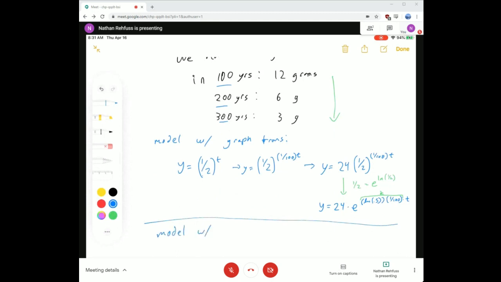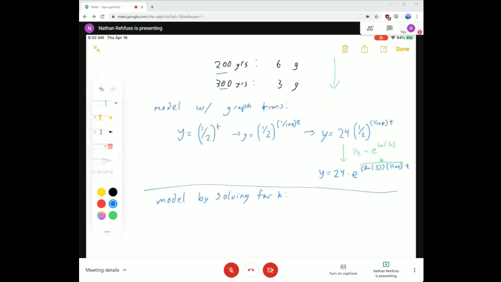Next strategy is model by solving for k. In this strategy, I say I know my initial value is 24, so I can write y equals 24. Oh, and I will warn you, different texts use different letters than a. Sometimes they use p sub 0, sometimes they use y sub 0, sometimes they use a, but those are the three main ones. So you might see different letters there. Anyway, I know my initial value is 24.